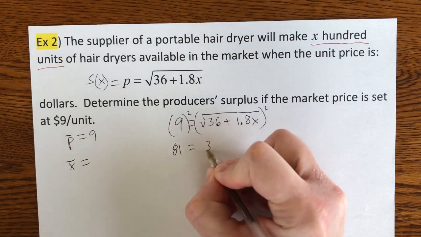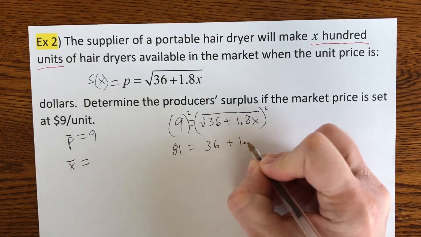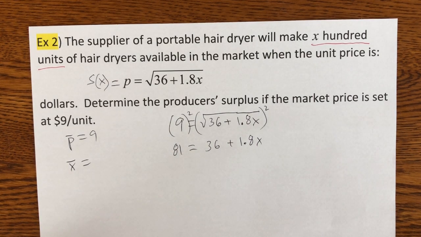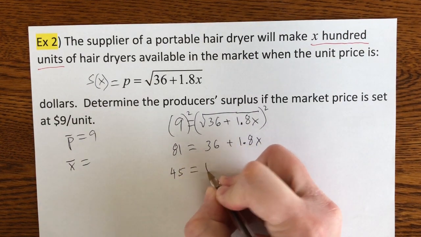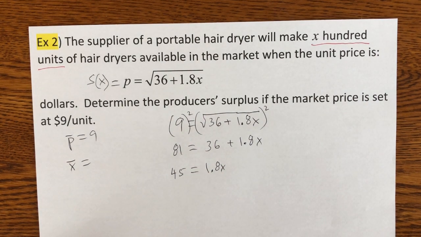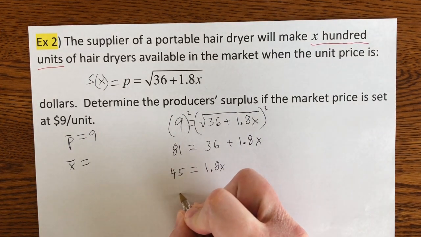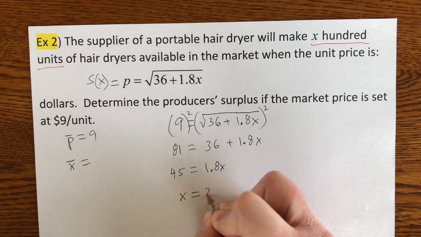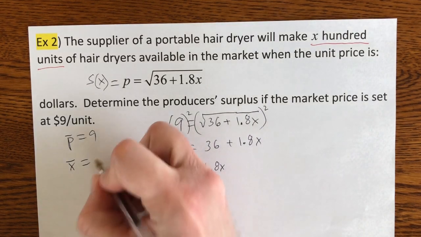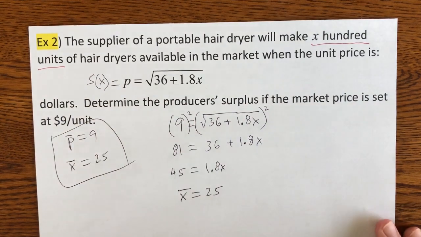So we get 81, and that's going to be equal to 36 plus 1.8x. And this time we would subtract 36 from both sides. So 81 minus 36, that's 45. So now we have 45 equaling 1.8x. And then we would divide both sides by the 1.8. And we'd get x equaling 25. Now, we only have one possible x value, so that is our x bar in this particular case. So we have everything we need.